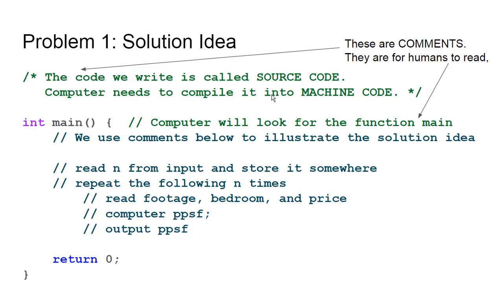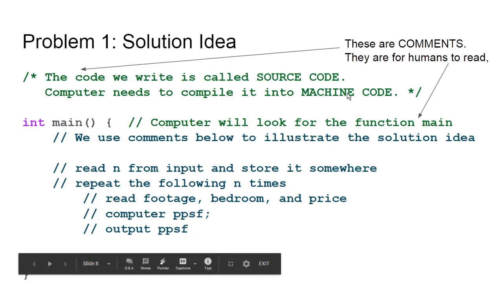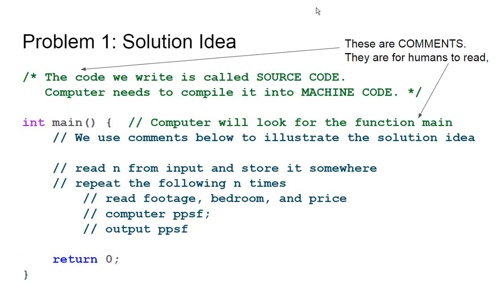Okay, so the basic solution idea is pretty trivial. You first read n from input and store it somewhere, and then you repeat n times. Each time you read in the footage, bedroom, and price, then you compute the price per square foot, and then you output it. Then on the next slide, we're going to have C code.